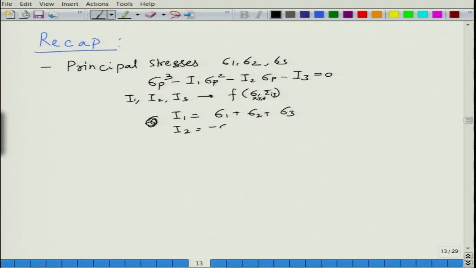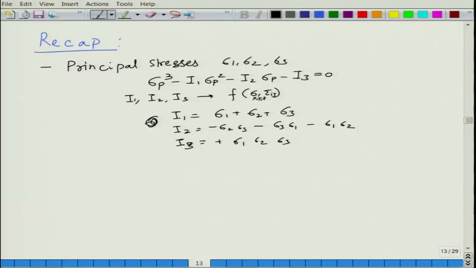I 2 was equal to minus of sigma 2 sigma 3, minus of sigma 3 sigma 1, minus of sigma 1 sigma 2, and I 3 was equal to plus sigma 1 sigma 2 sigma 3. So, these I values should match with the I values that you get from the products and summation of sigma x, sigma y, sigma z as well as tau i j's. So, this is what we did.